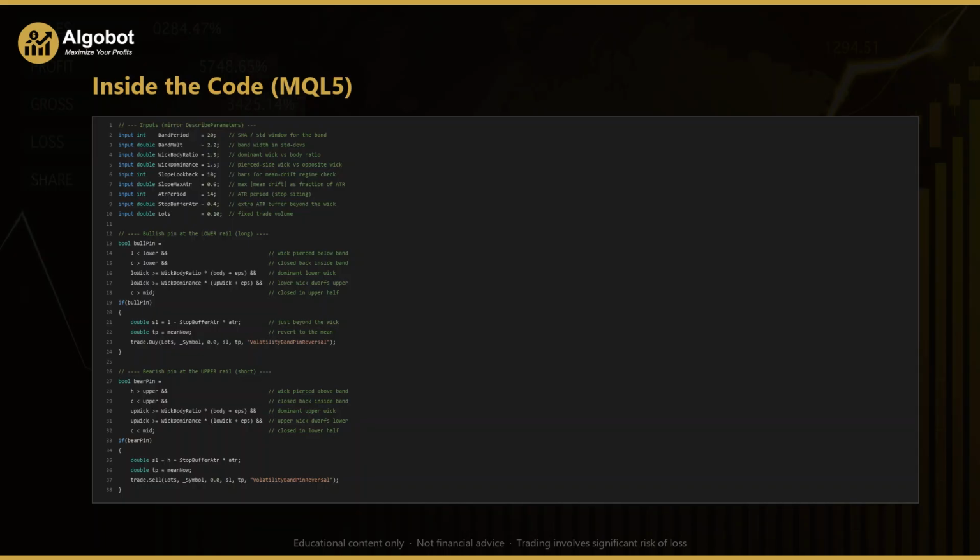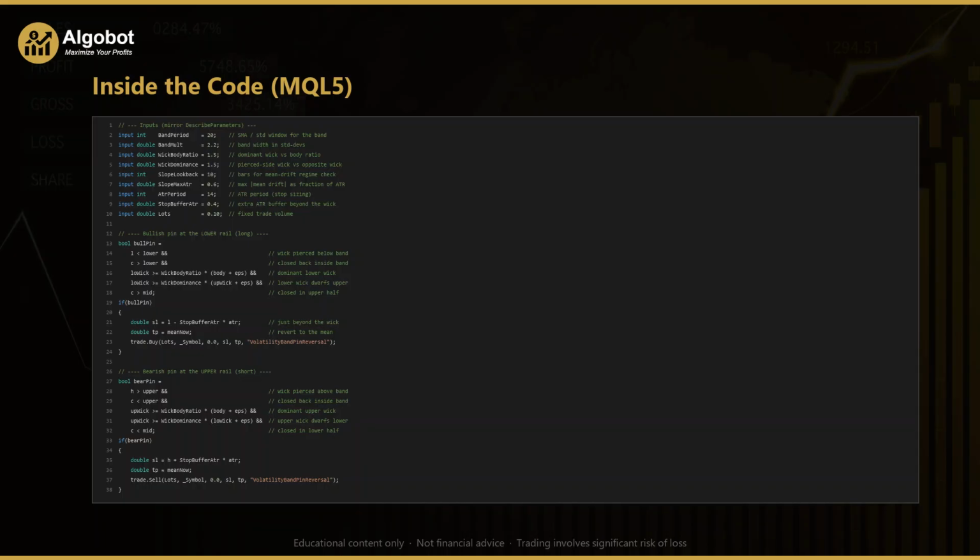Now the long block, labeled bullish pin at the lower rail. You can read the conditions in sequence. The low is below the lower band. The close is back above it. The lower wick beats the body and the upper wick by the required ratios, and the close finishes above the candle's midpoint.